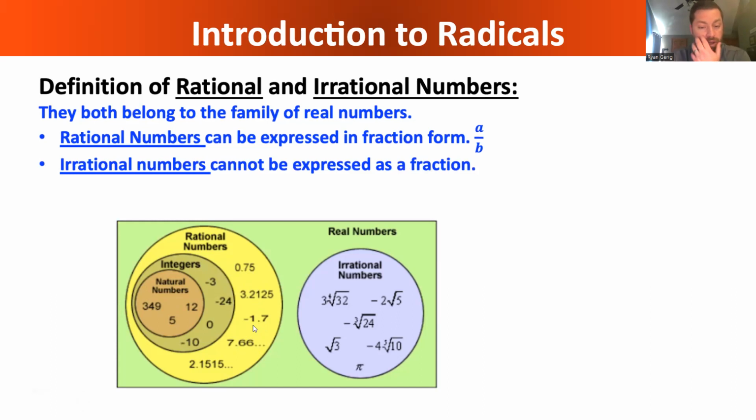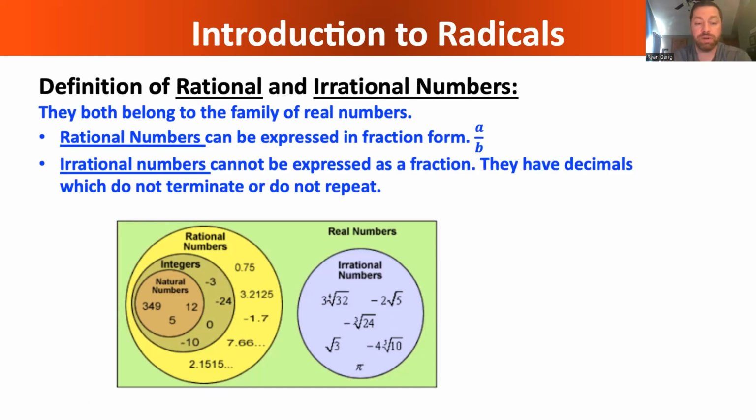Irrational numbers, on the other hand, cannot be expressed as a fraction. They have decimals which do not terminate, so they don't end, and they do not repeat, so they're kind of random. All right, so a lot of radicals are irrational numbers. Pi is another example of an irrational number. Okay, so make sure you understand the difference between those.